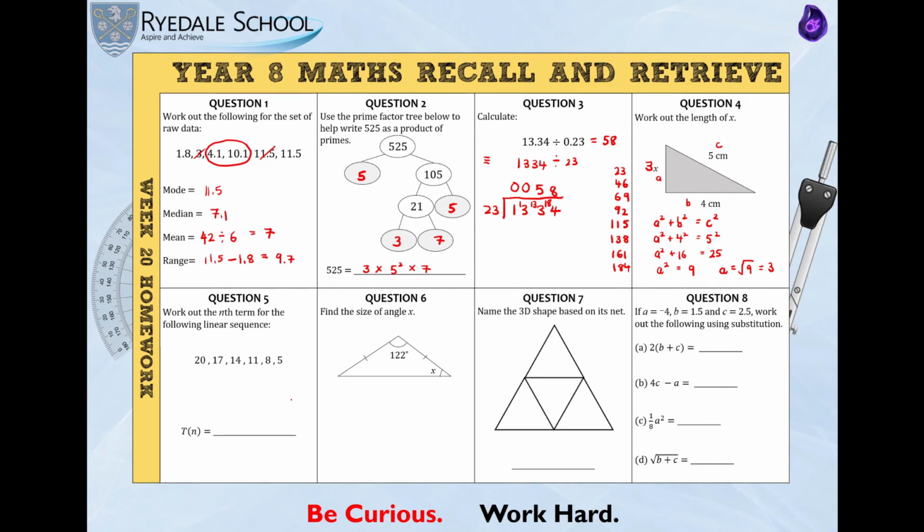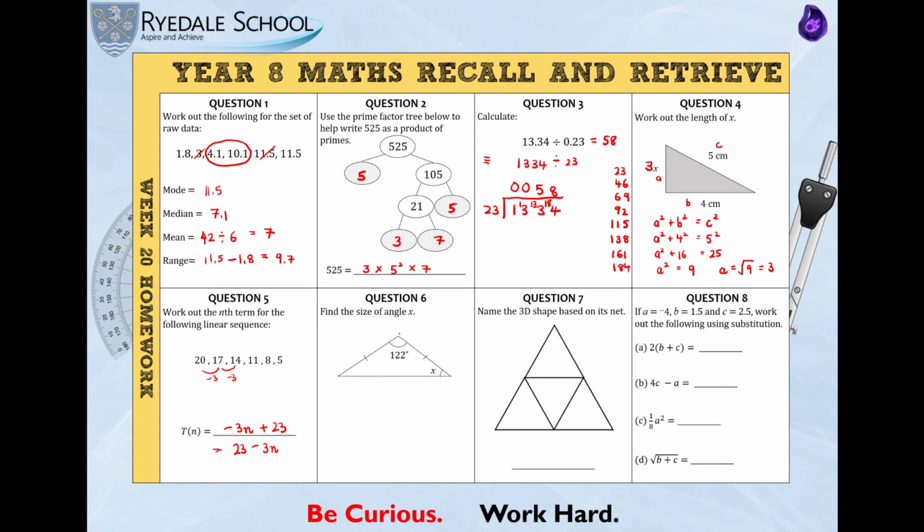Question 5, we are working out the nth term of a linear sequence. This sequence is going down in threes, which immediately tells us it must be negative 3n for the first part of the sequence. However, negative 3n by itself does not start on 20. For the first term, negative 3 times 1 would be negative 3. So this sequence would be the negative 3 times table. To get it to start on 20, I need to add 23 back on. You may have written this as 23 minus 3n. It is the same thing.